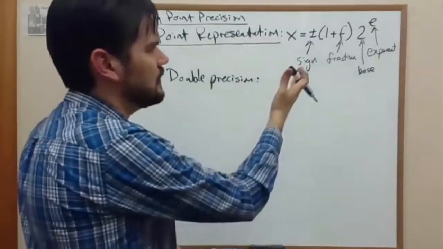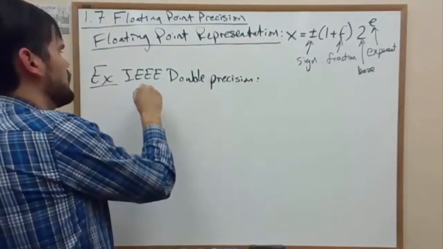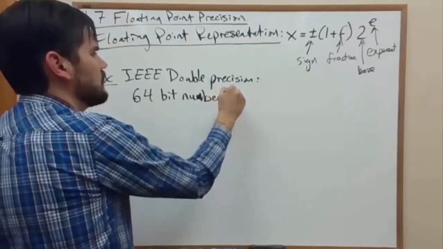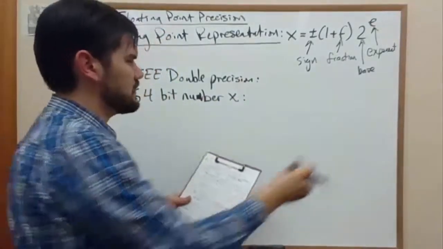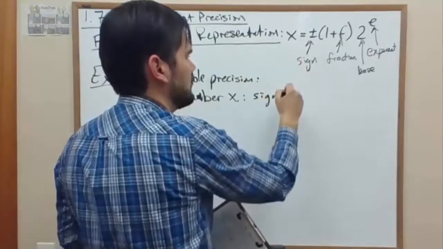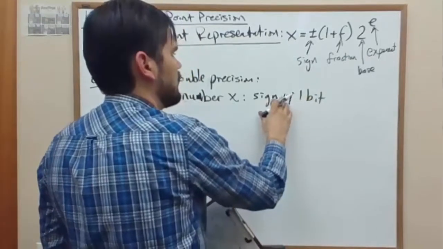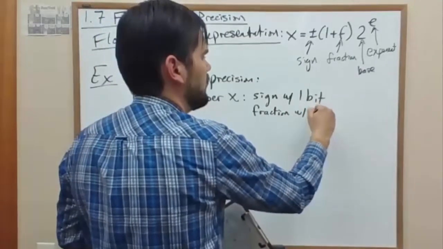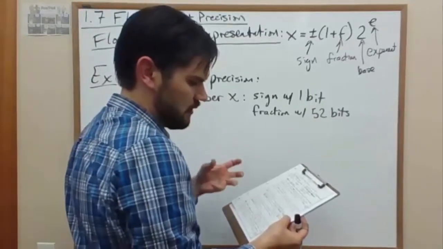The standard can be quantified in terms of a 64-bit number X in binary, of course. And those 64 bits are broken down into the sign with 1 bit, and the fraction with 52 bits. That, of course, is the precision, how close we can get to a number.